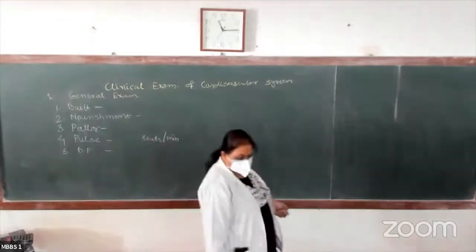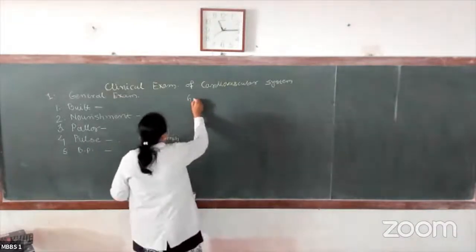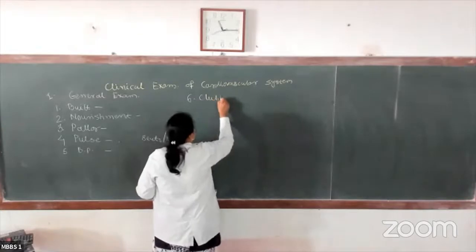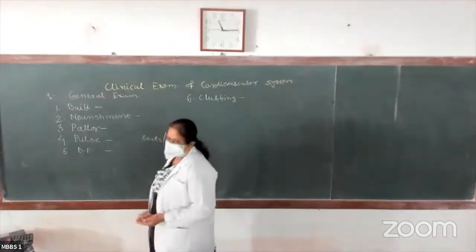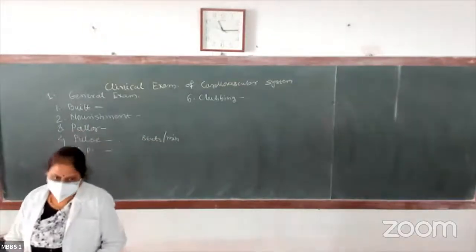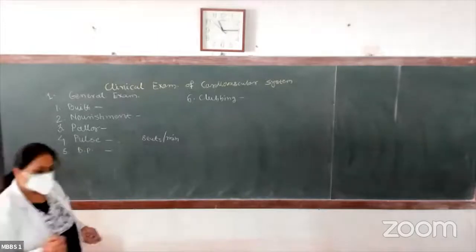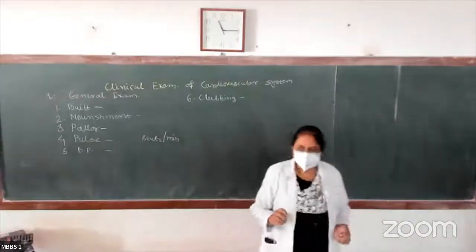After pulse and blood pressure, the next point is clubbing. So what is the meaning of clubbing? It is bulging or softening of the nail bed, with obliteration of the angle between the nail and the skin. The angle is obliterated.